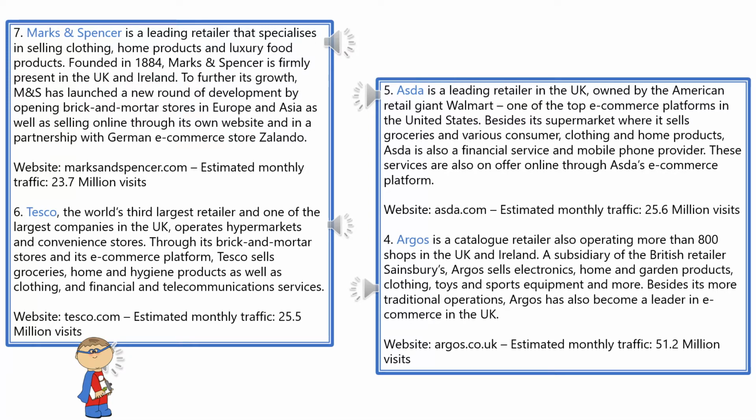Argos, believe it or not, Argos is in the top 5. Argos is a catalogue retailer also operating more than 800 shops in the UK and Ireland. A subsidiary of the British retailer Sainsbury's, now that was a new fact. Argos sells electronics, home and garden products, clothing, toys and sports equipment and more. Besides its more traditional operations, Argos has also become a leader in e-commerce in the UK. 51.2 million visits on their website argos.co.uk.